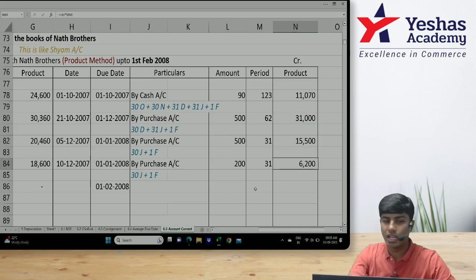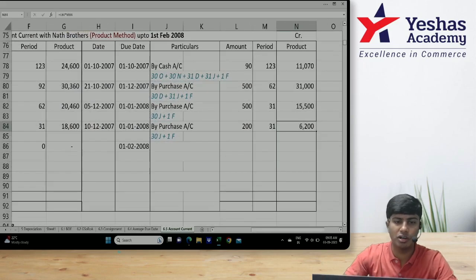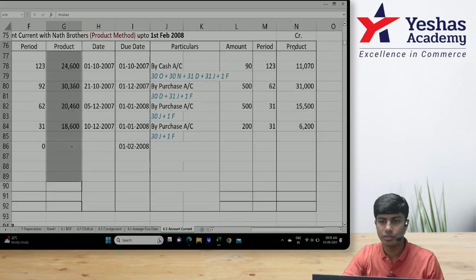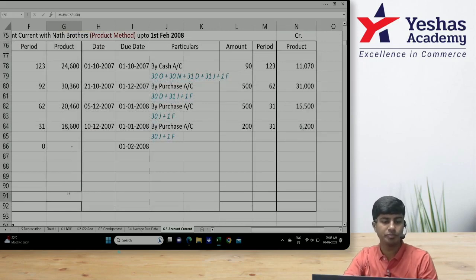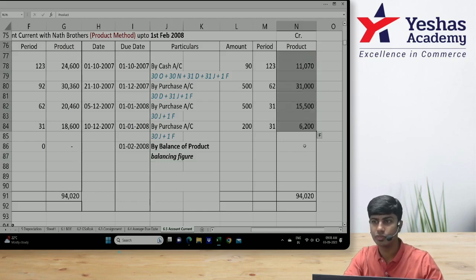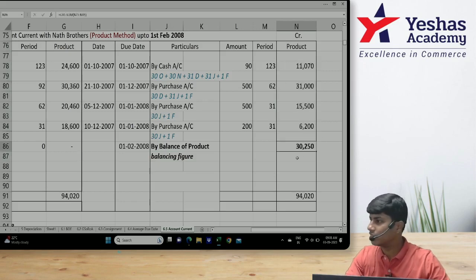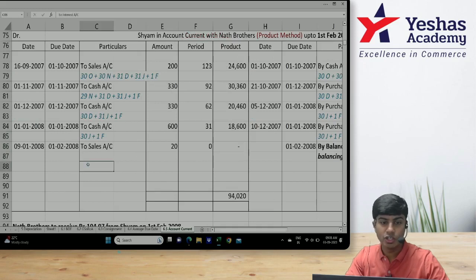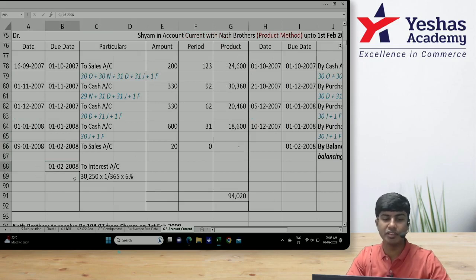Did you understand this? Now, let's see the total. Which side total is more? Product column. Debit side is more. Am I right? How much is the debit side total? 94,020. Find the balance of product. Previously, we called it interest. Here, is it interest? No, it is the balance of product. How much? Use your calculator. Compute. 30,250. This is the debit product balance. On this, we should compute interest on which side? Debit side. I'll write debit side, to interest, on 30,250 balance, into 1 by 365 into 6%.